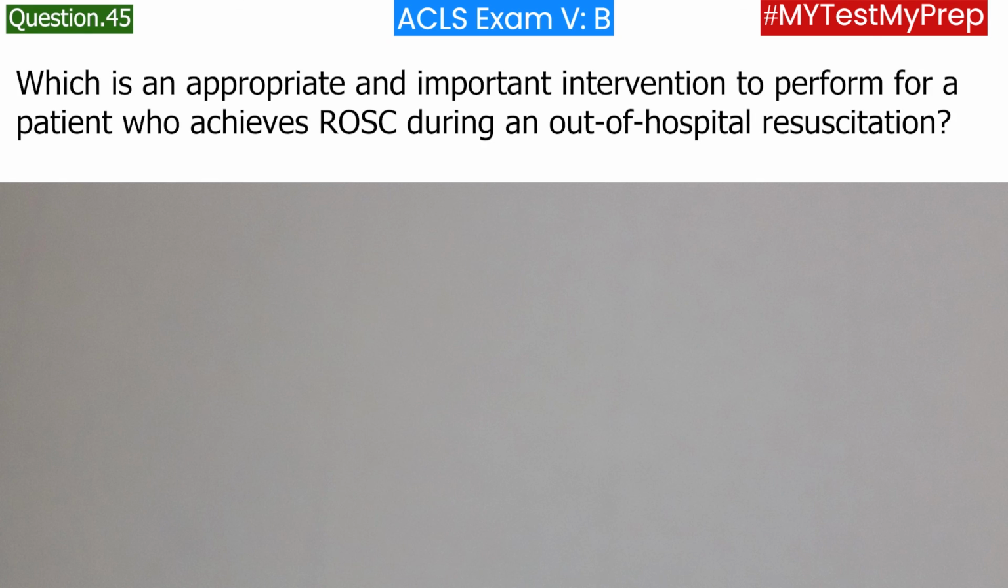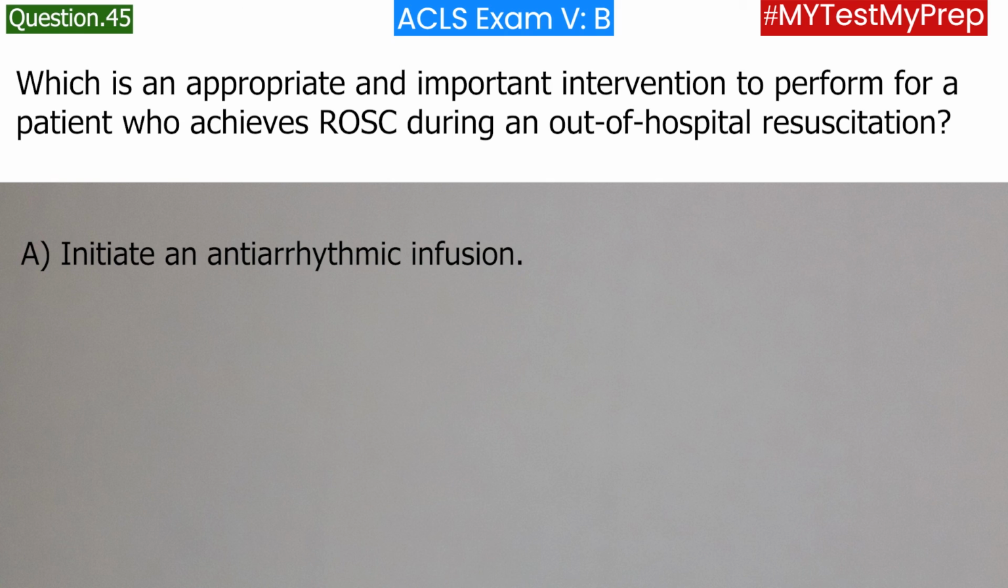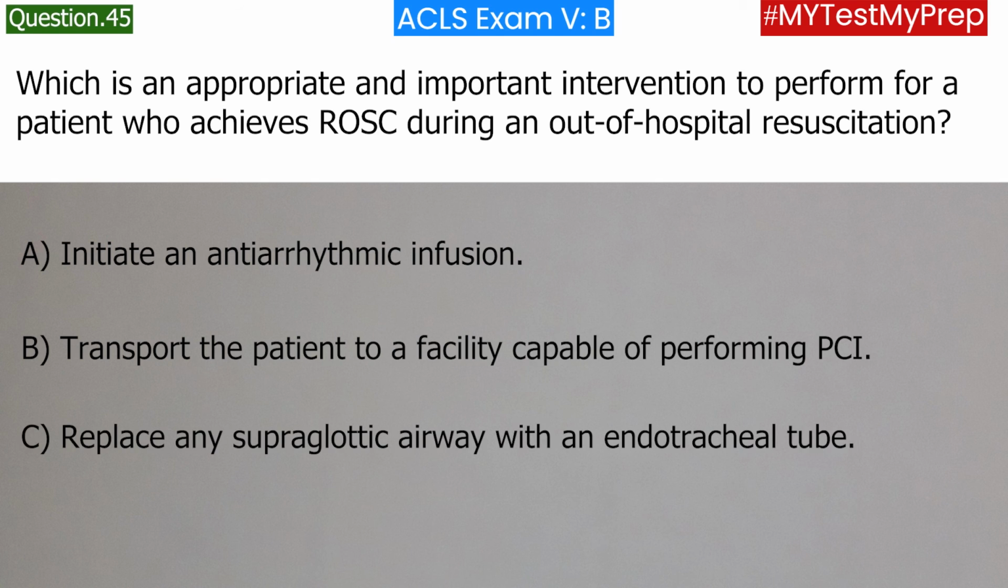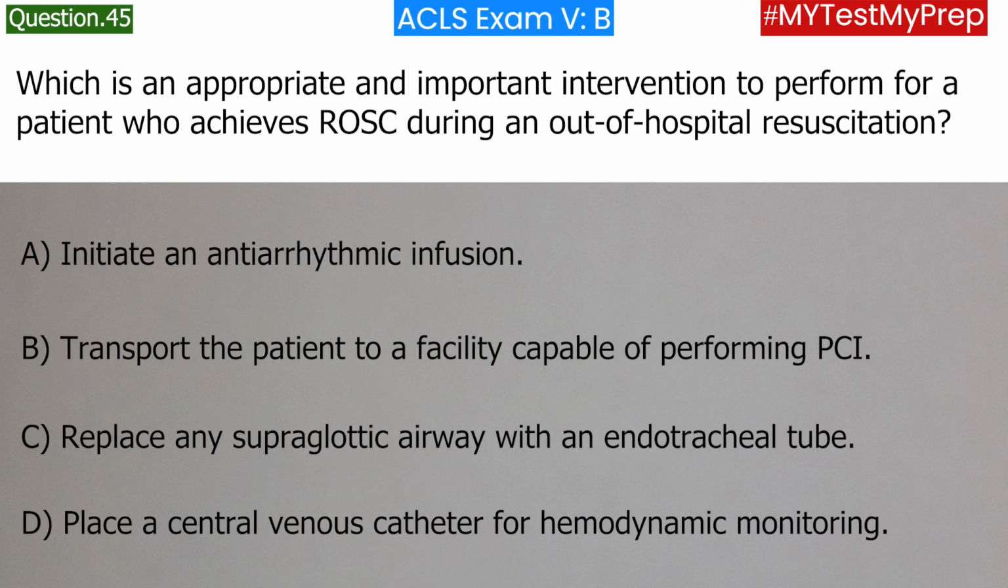Which is an appropriate and important intervention to perform for a patient who achieves ROSC during an out-of-hospital resuscitation? A. Initiate an antiarrhythmic infusion. B. Transport the patient to a facility capable of performing PCI. C. Replace any supraglottic airway with an endotracheal tube. D. Place a central venous catheter for hemodynamic monitoring. Answer: B. Transport the patient to a facility capable of performing PCI.